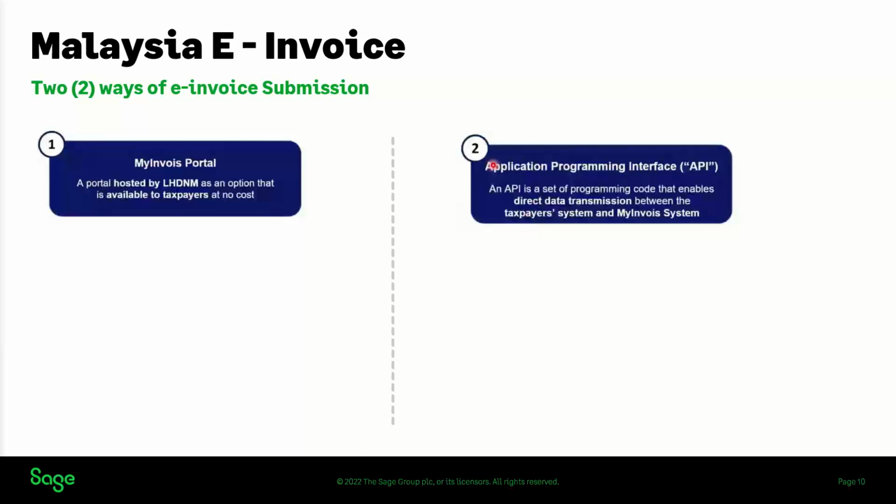Okay, the option to integrate direct submission with the LHDN server is called an application programming interface, or API. For example, in Sage 300, with this API you can submit your invoice from Sage 300 directly to LHDN without any need to go to the My Invoice portal. I will go through the pros and cons of these two options in the next slide.